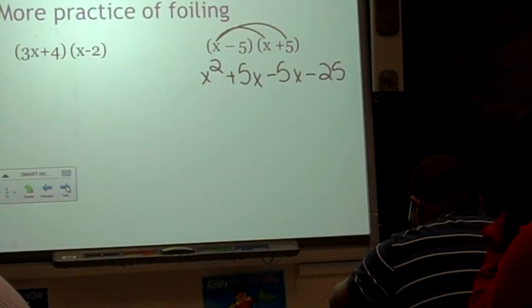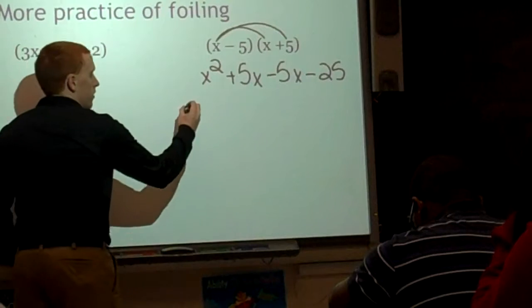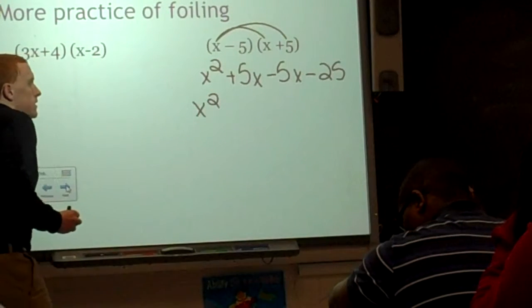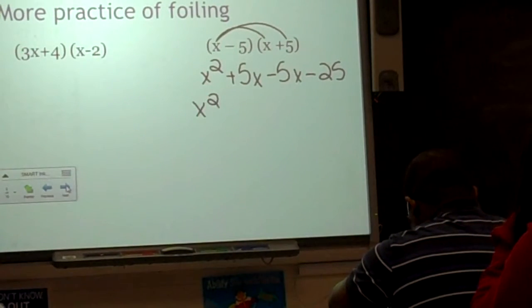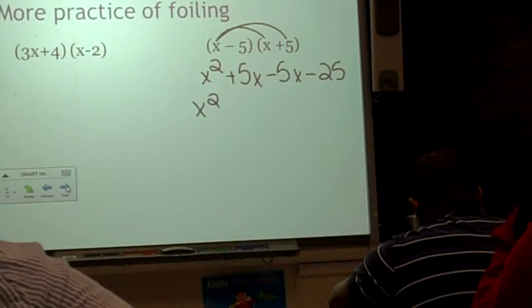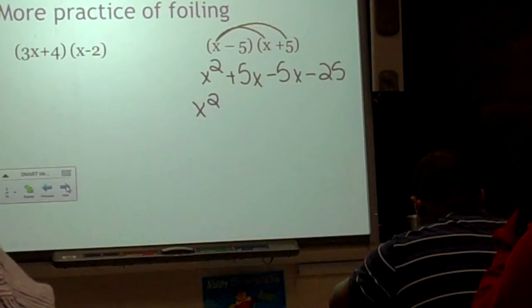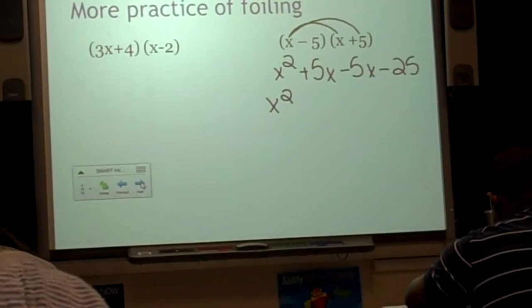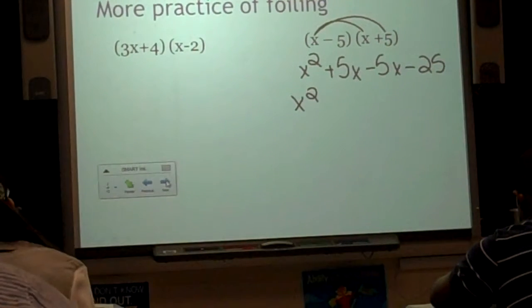Okay, so I went through the whole FOIL method. Now what? Combine like terms. So what do I get when I combine like terms? 0. Okay, so this is a good question. Do I end up with x? Well, I'm subtracting. So 5 minus 5 is what? 0. And what's anything times 0? It's 0. That's okay.